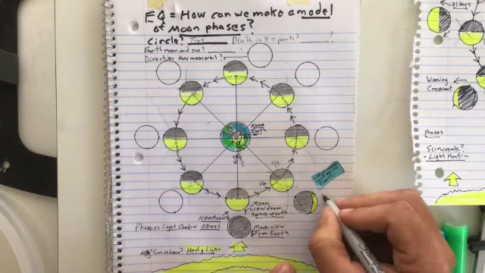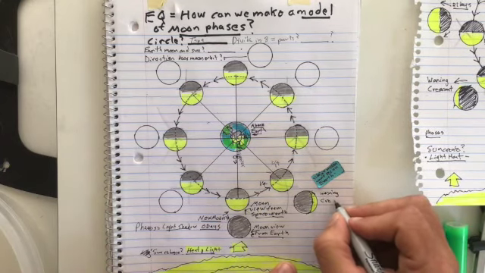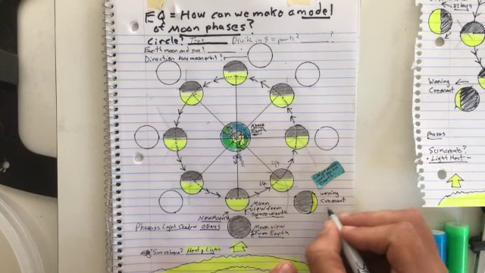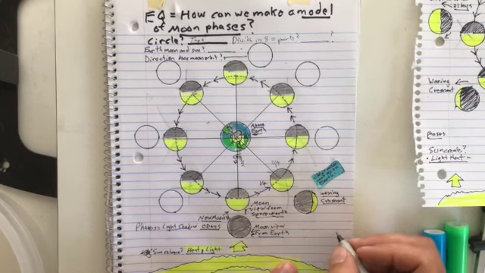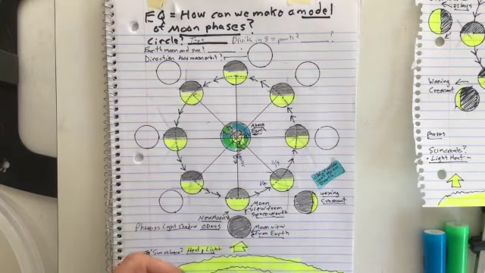And this would be a waxing crescent moon. We're going to learn what waxing means in a minute. And this would be right after the new moon, so the moon's going this way.